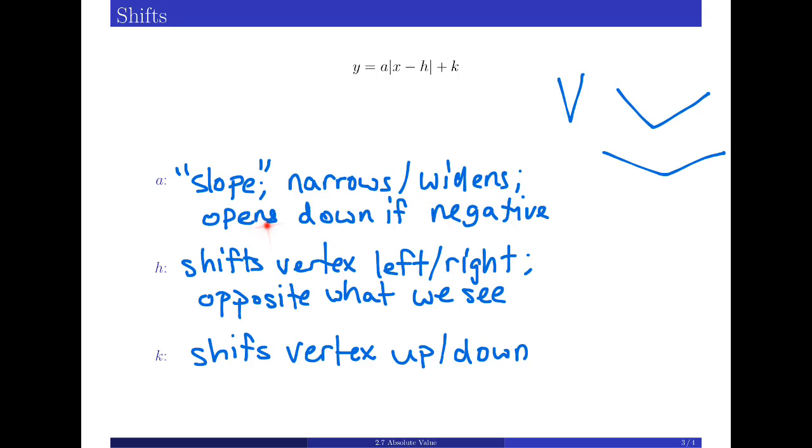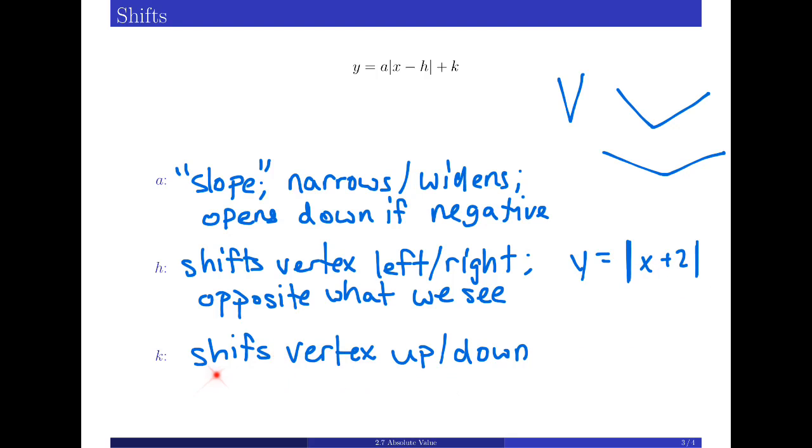What you should have discovered about H is that it shifts the vertex left and right. And the tricky part here is that it's opposite of what we see. So if we see an absolute value equation that has y equals the absolute value of x minus 2, intuitively we probably want to go left 2, so 2 in the negative direction since it's x minus 2. But this shifts us right 2. It would move our vertex to the right 2. And if we saw x plus 2, that would end up moving us to the left.